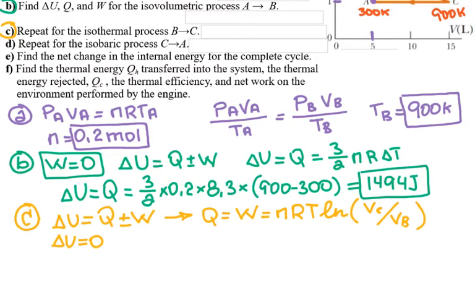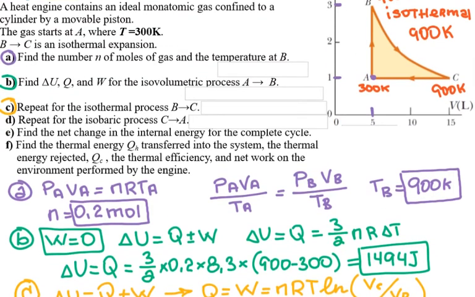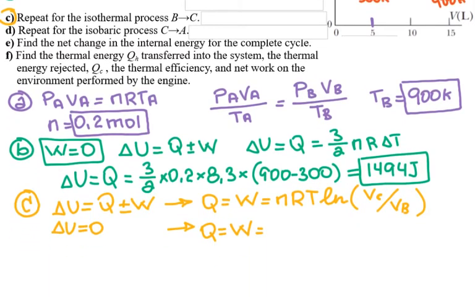So if I plug in my numbers, I will get that Q is equal to W and equals negative, the temperature stays 900 for isothermal between B and C. So I have the work is equal to negative 1641 joules.